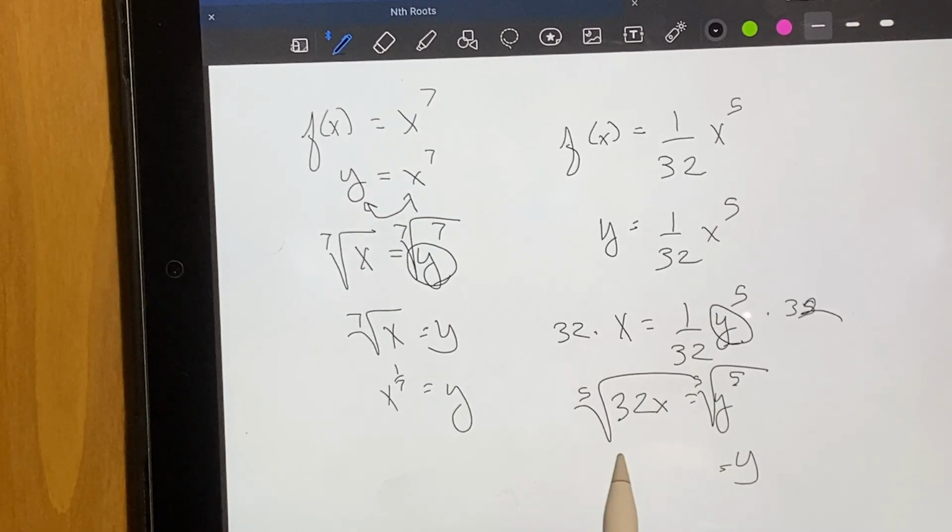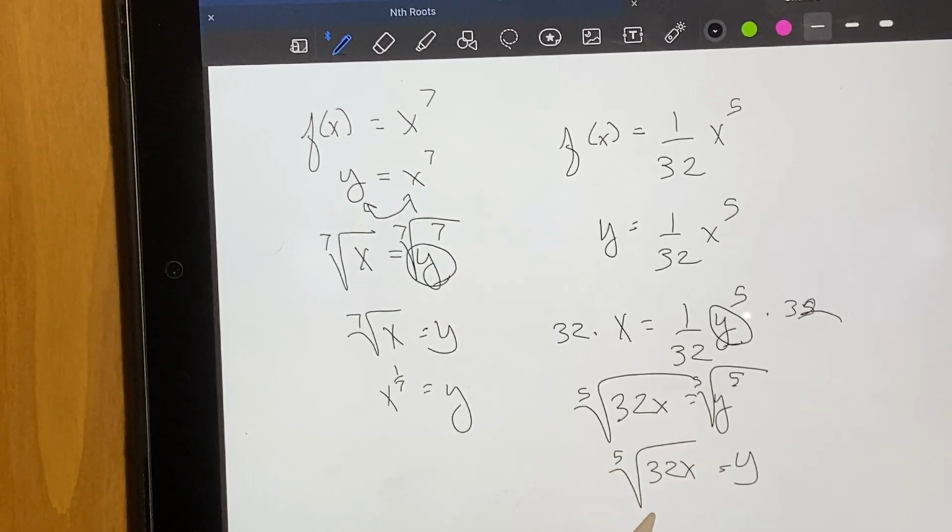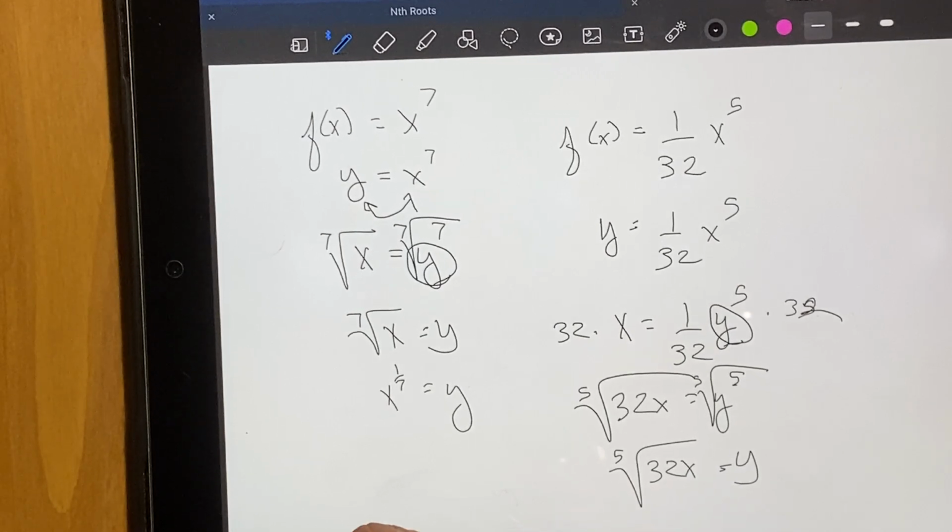So I now have y is equal to the 5th root of 32x. Now, in this case, this is not simplified. And I would like for you to simplify it further because 32 is 2 to the 5th. So I have 5th root, I need 5, this 2 can come out. So my y is equal to 2 times the 5th root of x in that case.